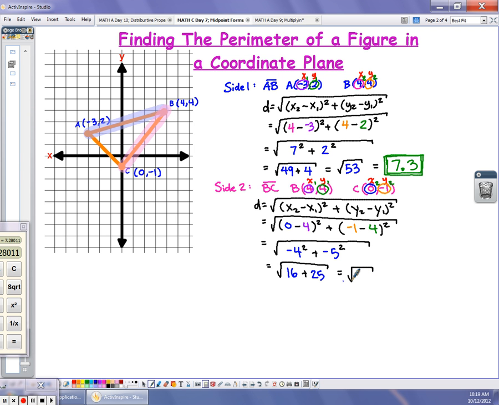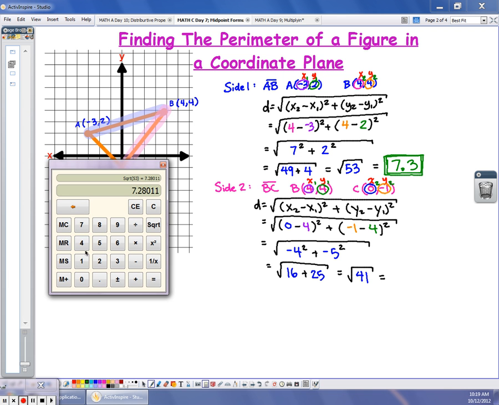So now we have the square root of 41. And once again, we do need to go ahead and write it in decimal form so that we can go ahead and find that perimeter. And again, I'll take out my calculator. We'll find out the square root of 41 to be 6.4.